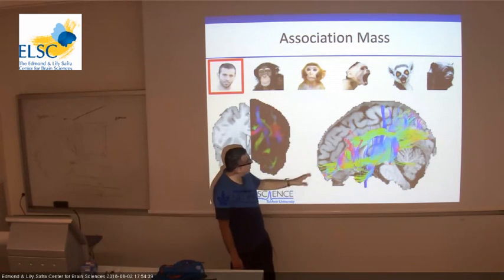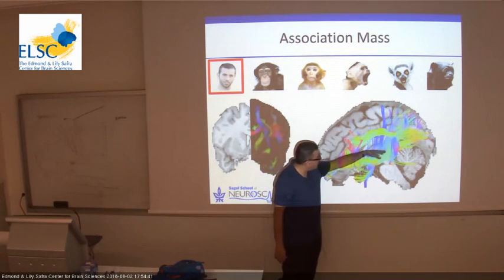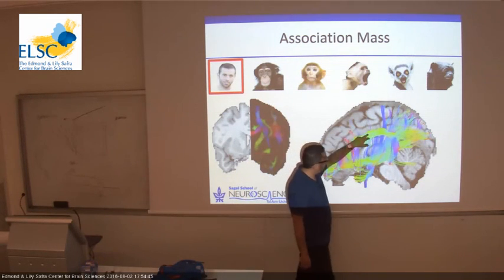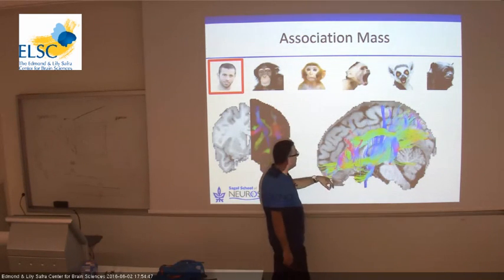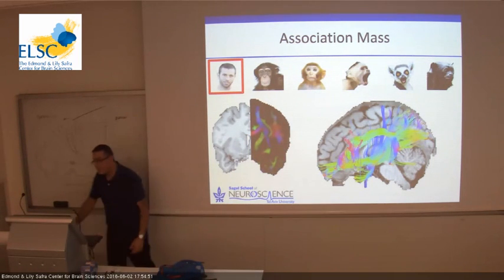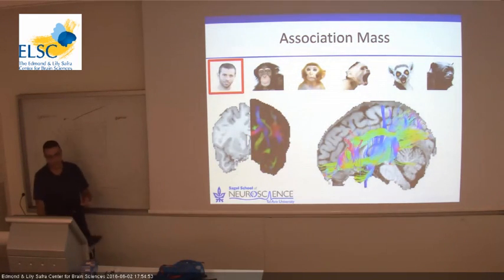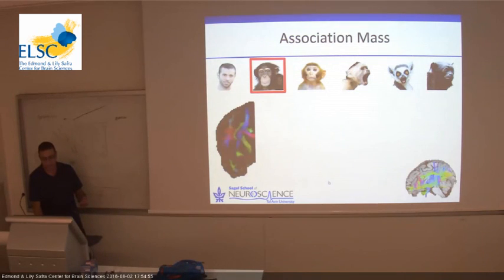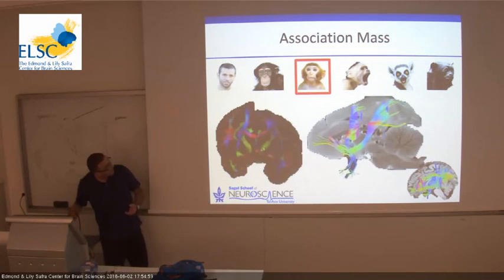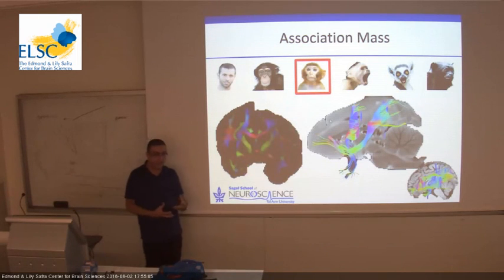So this is the human brain, where you have the arcuate, the inferior longitudinal fasciculus, and part of them, the uncinate, etc. And you can see how comparable they are across species. So the chimpanzee over here, we can reconstruct those. The macaque brain is quite different in terms of association fibers.